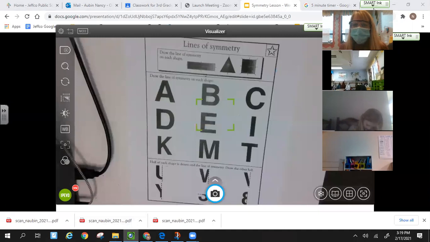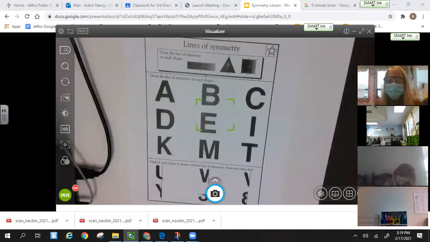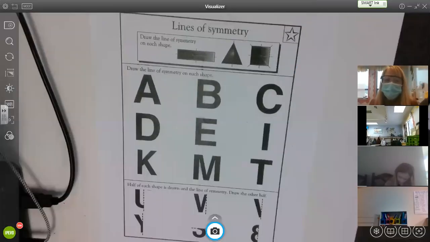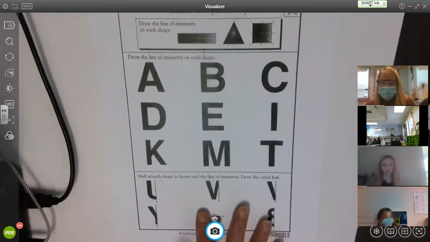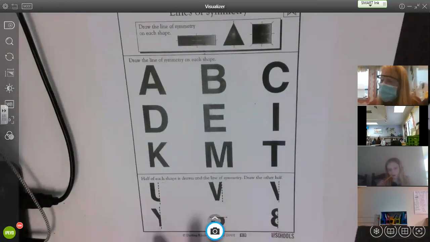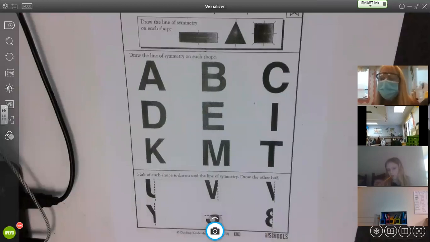Here we go. So if you are at home, you're going to write these letters and then see if you can draw the line of symmetry on each one.